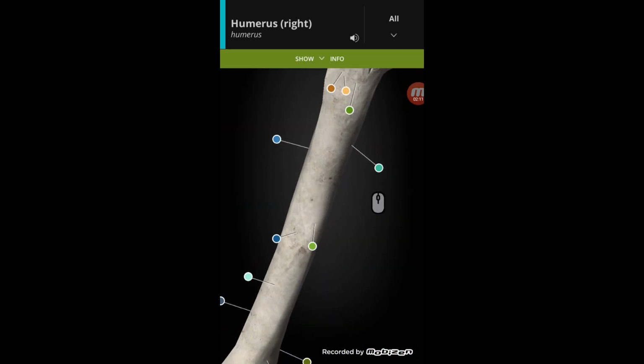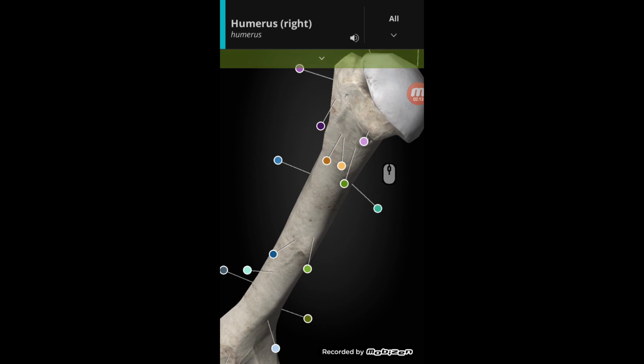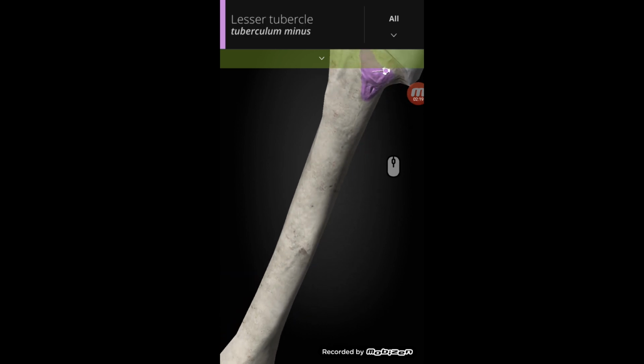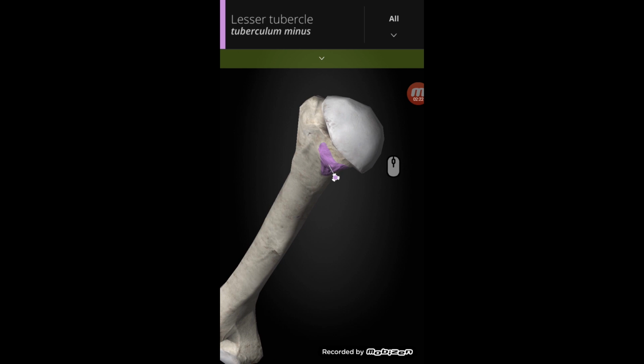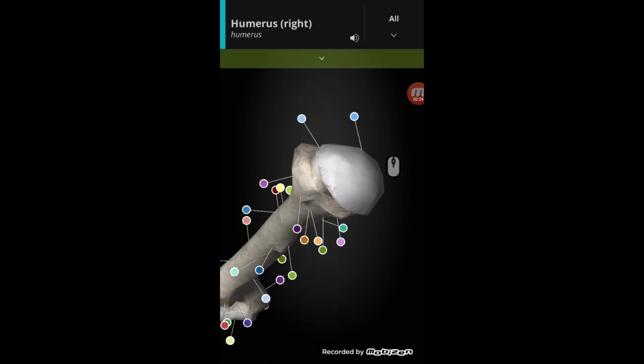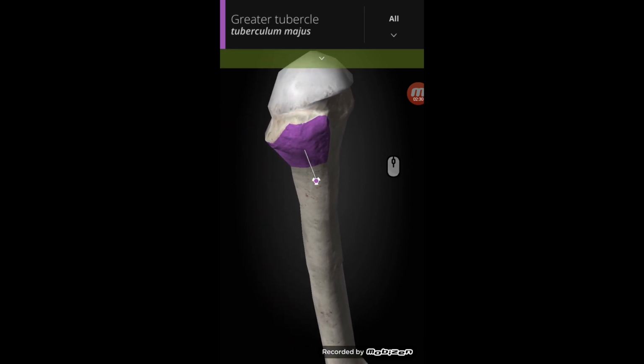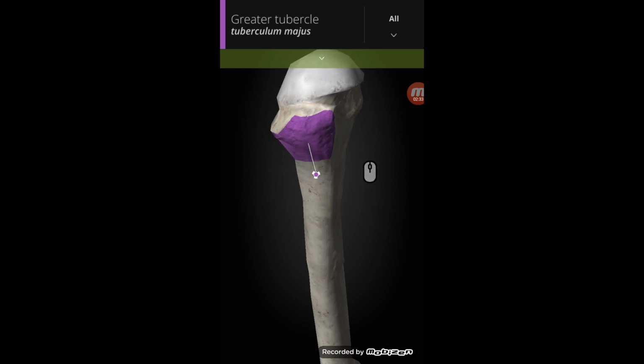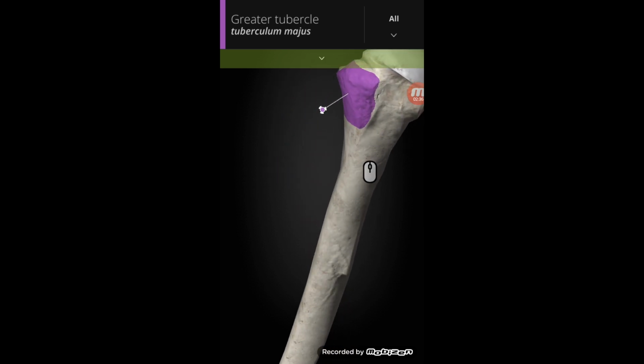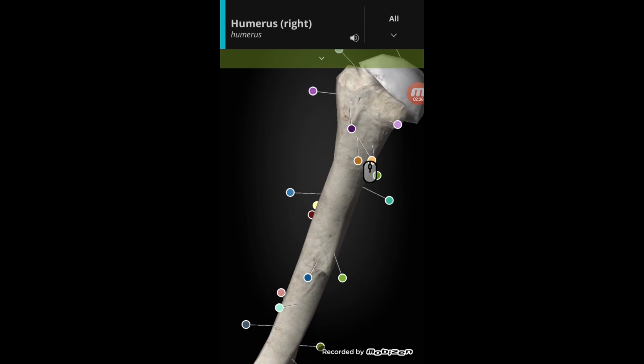Here we have tubercles. You can see the extended area of the bone. These are the tubercles of the humerus. One is called the lesser tubercle, here you can see, and the other one is called the greater tubercle here. So these are the tubercles of the humerus. Here you can see the extension outside. So between these there is a groove. You can see here a groove between the lesser tubercle and the greater tubercle. This groove is called the intertubercular sulcus or the bicipital groove.